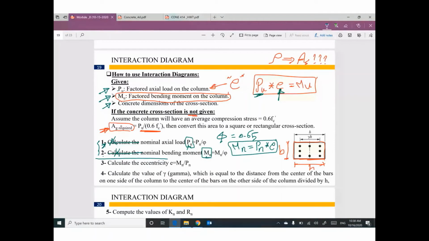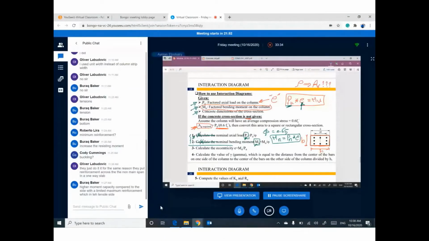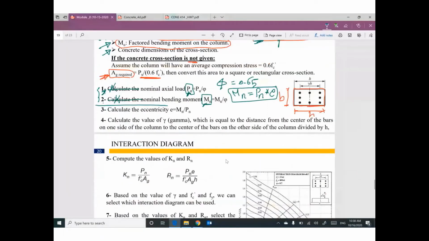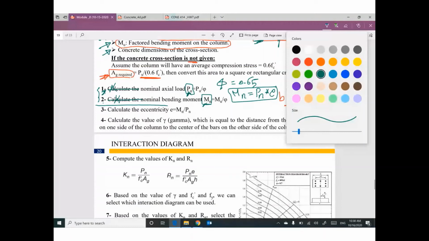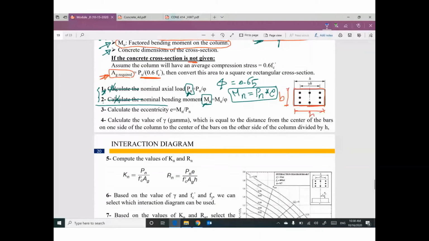Any question? Looks good. If P and M are given, you can figure out the eccentricity. If eccentricity is given, I don't need this step. So after the first three steps, I need to figure out the value of Pn, the value of Mn, and the value of eccentricity. If one of them is given, that's fine. Figure out the rest.